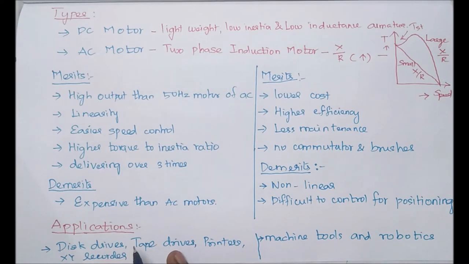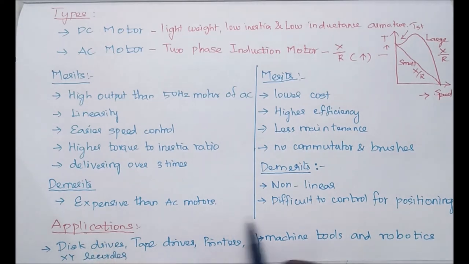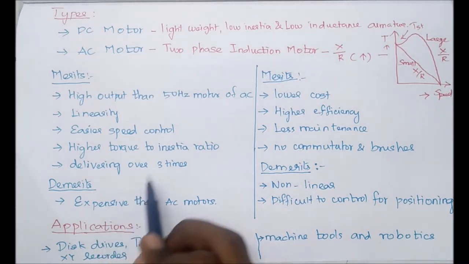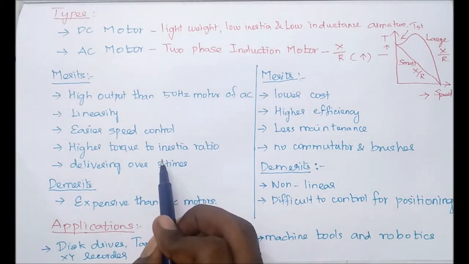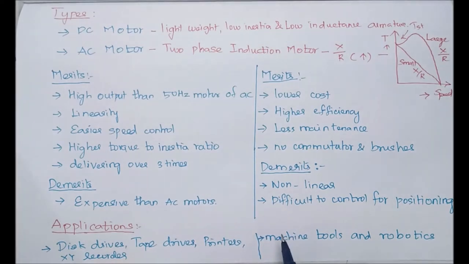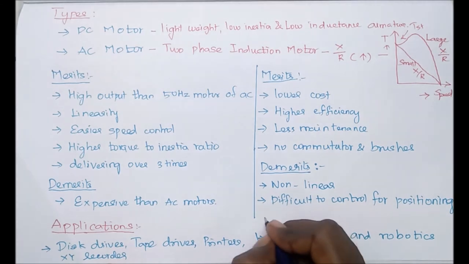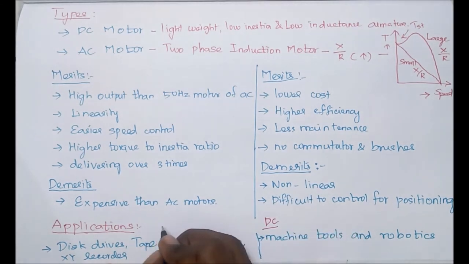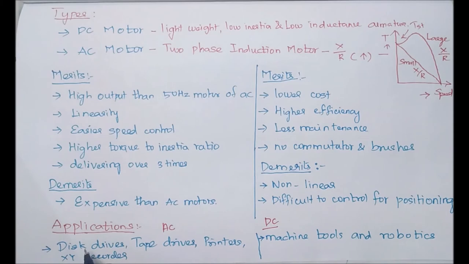Next, applications of servo motors. We know it is expensive and it can generate more torque, therefore DC servo motor can be used for high power applications, for example machine tools, robotics. So this is the application of DC. Next, these are the applications of AC. We know AC can be used for low power applications, especially XY recorders and computer accessories. Disk drives, tape drives, and printers are computer accessories.